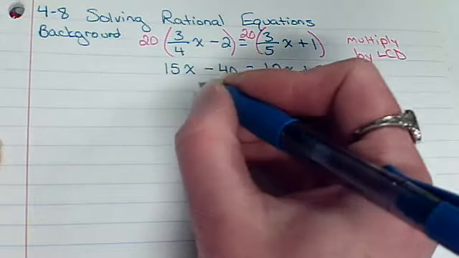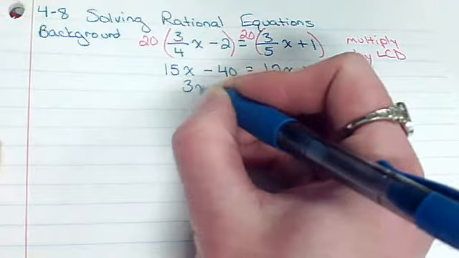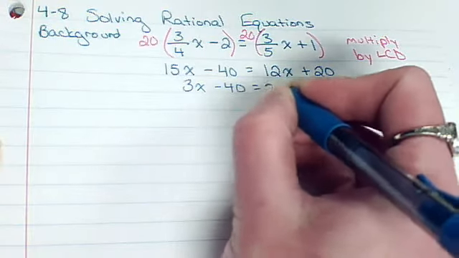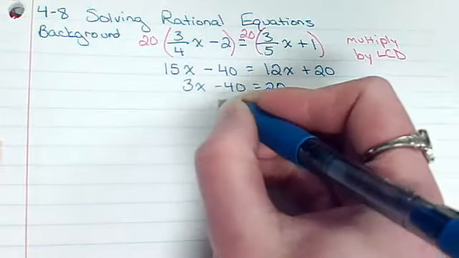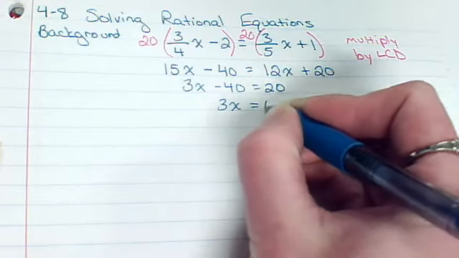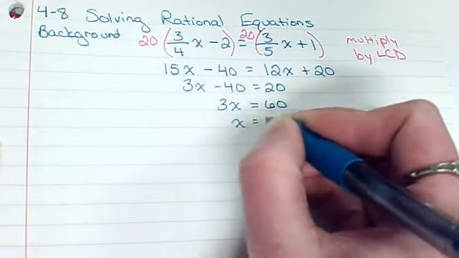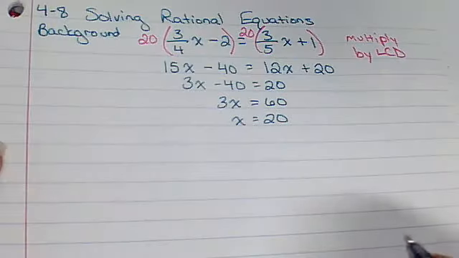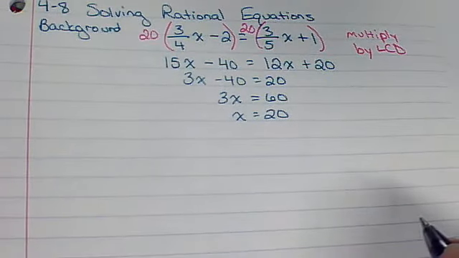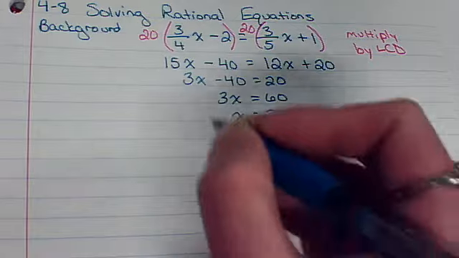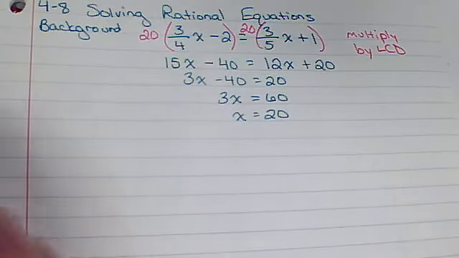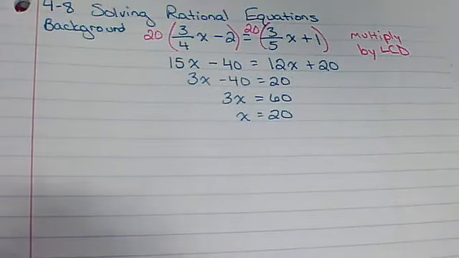Subtract 12x from both sides, and I get 3x minus 40 equals 20. Add 40 to both sides, and I'll get 3x equals 60. X equals 20. So that is one method we can use. Now let's look at another example of something we've seen in the past.